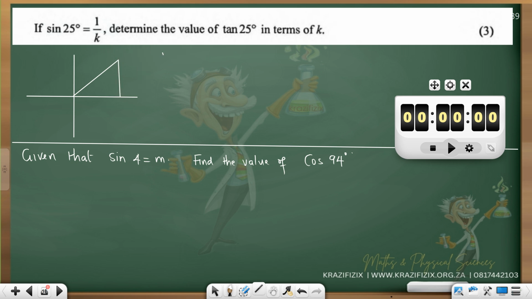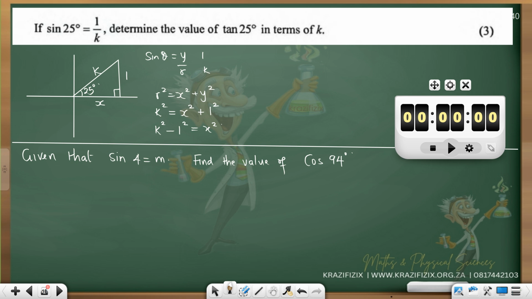Same principle, guys. 25 degrees. Now, we know that sine theta is y over r. So it's 1. And my k is now my r and my y is 1. What is missing? X. How do you get x? Pythagoras. R squared equals x squared plus y squared. What's our r? K squared. What's our x? That's what we're looking for. And 1 squared.